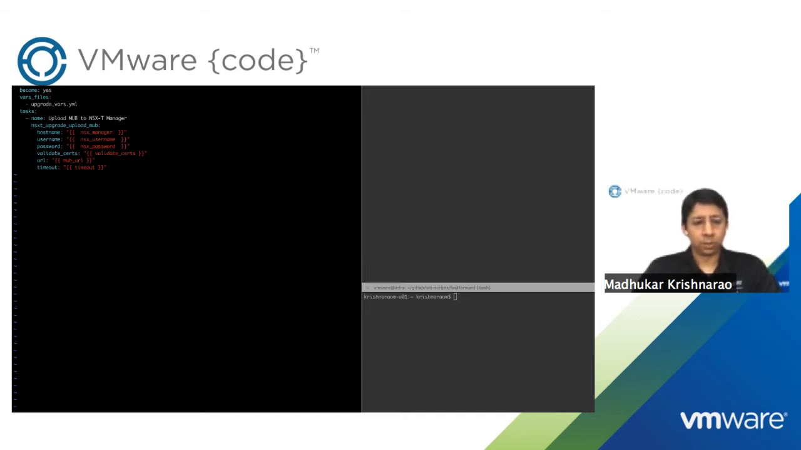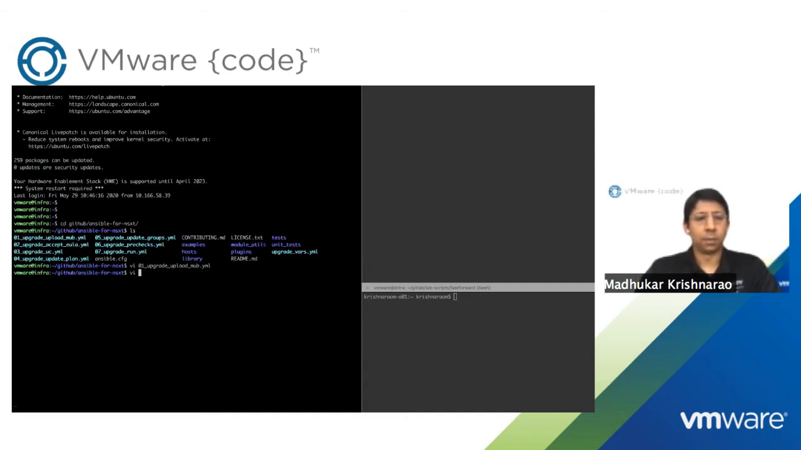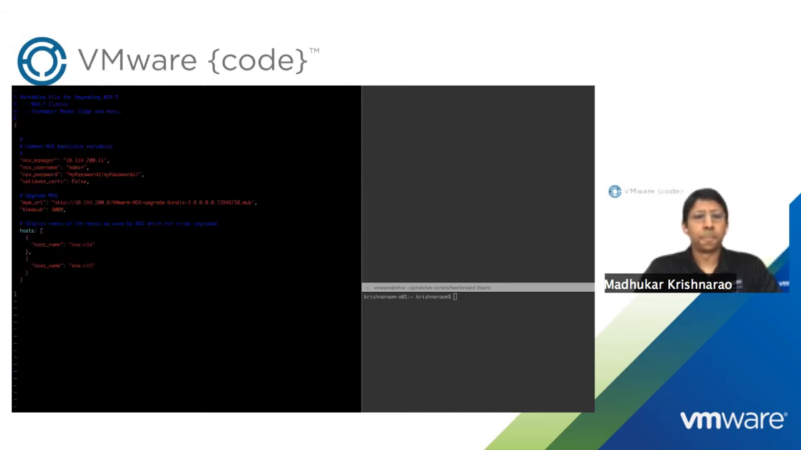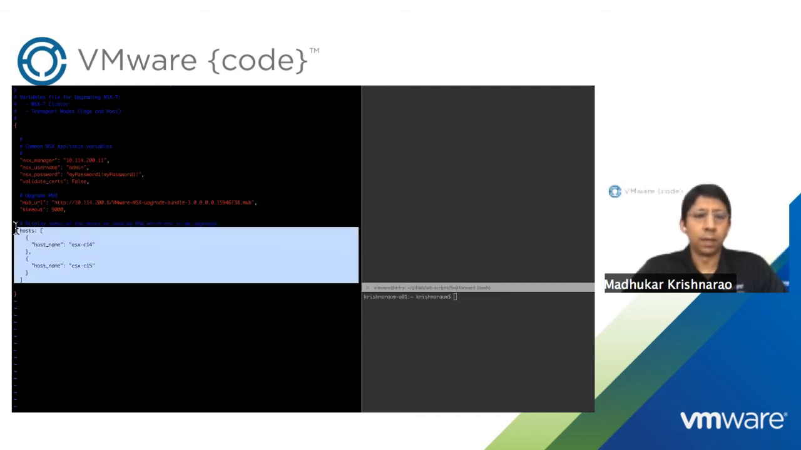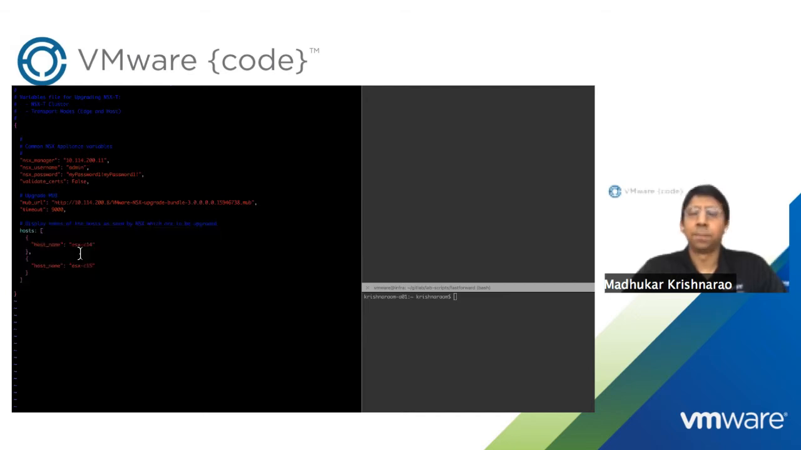All right, let's look at the upgrade variables. It's, again, very short and very simple, I would say. I have defined my NSX manager details, my MUB URL. In my case, I am downloading it from a local HTTP server, my timeout, and I've defined a group with 2 of my hosts. I'll come to this a little while later.